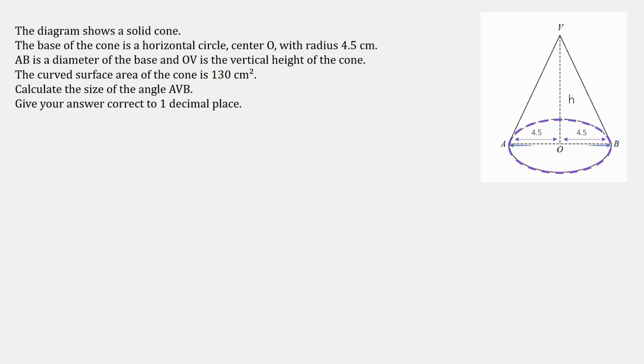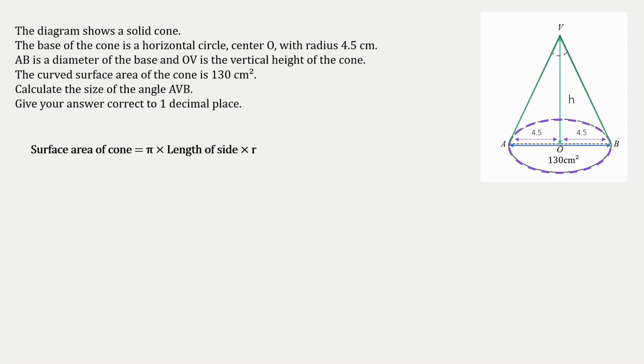AB is a diameter of the base and OV is a vertical height of a cone. Now, the curved surface area is already given as 130 centimeters square, and I need to calculate the size of the angle AVB. Now, I have to give my final answer to one decimal place.